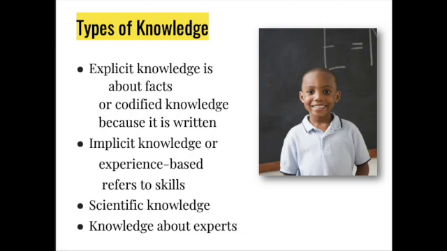Next, we have knowledge about experts. Okay, it's also called knowledge network and involves knowing who has the other forms of knowledge. The knowledge network is used in all careers to get access to needed explicit, implicit, and scientific knowledge. Knowledge about experts is becoming more and more important.